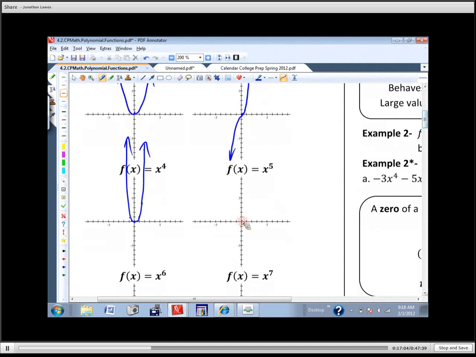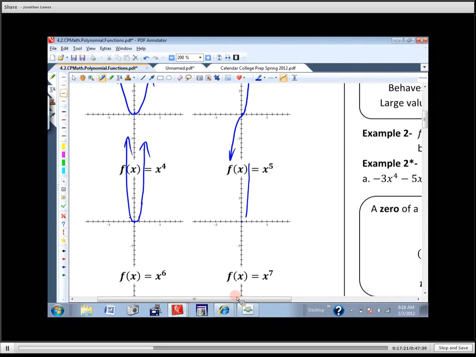Okay, let's take a look at x to the fifth. Plug in a 0, you get a 0. Plug in a 1, you get a 1, just like we do with all of these. Plug in a 2. Okay, well, it'd be 32, right? It would be way up here. So the point is it grows really fast.